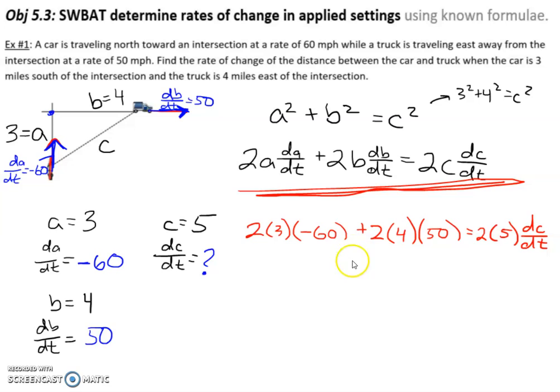The entire left side of the equation comes out to 40 is equal to 10 times dc/dt. This is kind of the easiest part, once the numbers are plugged in, just solving. Last step is to divide by 10, so dc/dt, the rate of change of the distance between the car and the truck, is 4. We're always going to want units, so let's see. The dA/dt and dB/dt were measured in miles per hour, so this would also be measured in miles per hour.